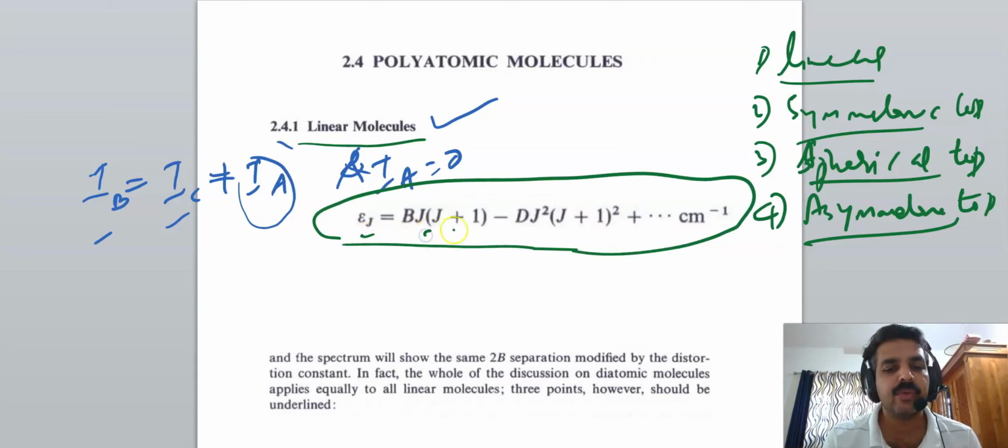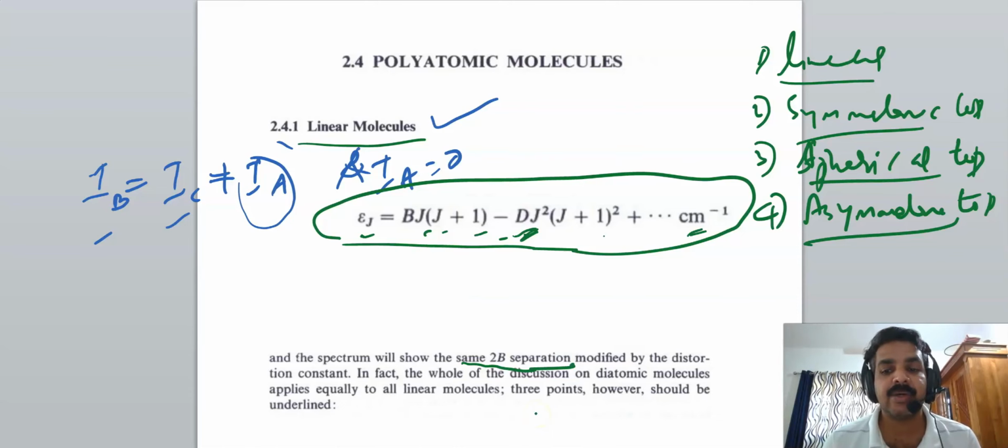So the equation will be the same as that of the diatomic molecule, that is epsilon J is equal to B into J into J plus 1 minus D J square into J plus 1 the whole square plus etc. centimeter inverse for a non-rigid rotor. The spectrum will have the same 2B separation modified by the distortion constant D. So all the discussion on diatomic molecules applies equally to linear molecules as well.